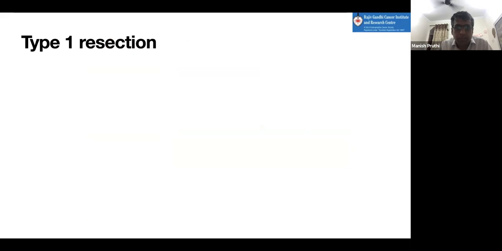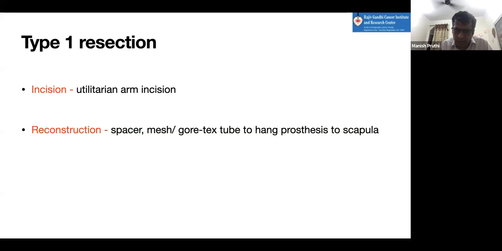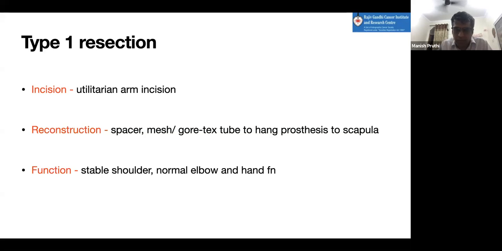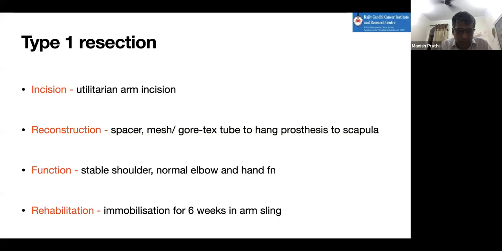nerve. So coming to the important concluding points about the type 1 resection, incision is a utilitarian arm incision. Reconstruction is done by a spacer, which can be a canal spacer or a prosthesis. We suture this to the remaining scapula with a mesh or a Gore-Tex tube. The function is a stable shoulder with a normal elbow and hand function.